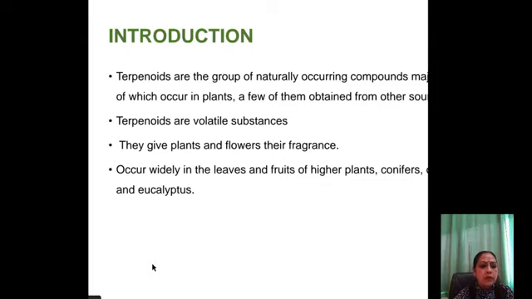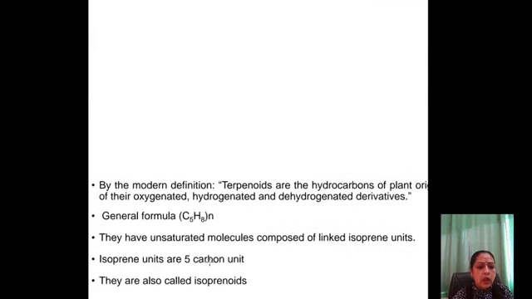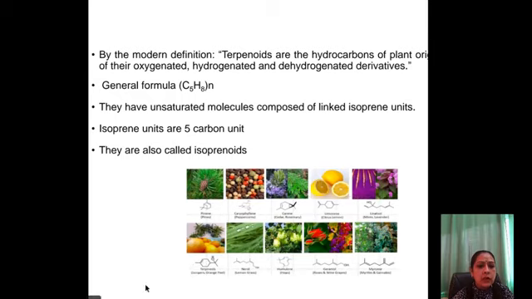Now, what are terpenoids? Terpenoids are a group of naturally occurring compounds, found in the majority of plants and a few other sources, like fragrance plants and flowers. From these fragrant plants and flowers, we get the terpenoids. Terpenoids are volatile substances. They widely occur in leaves and fruits of higher plants, conifers, citrus and eucalyptus.